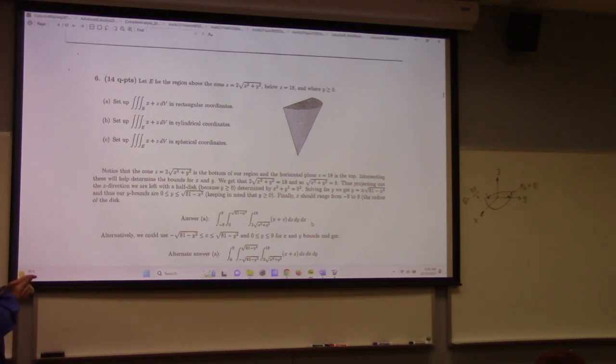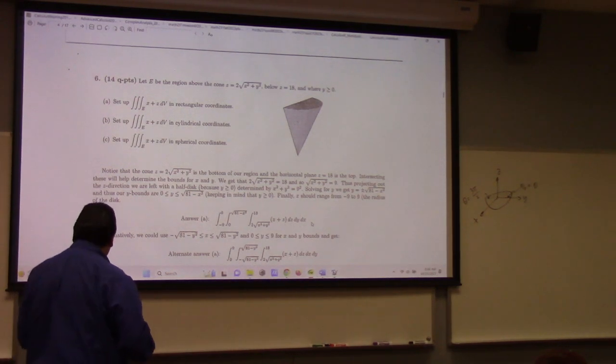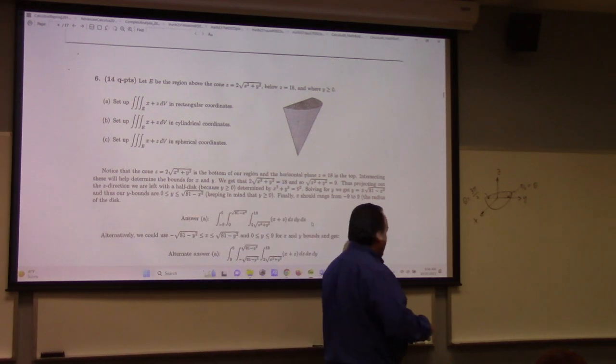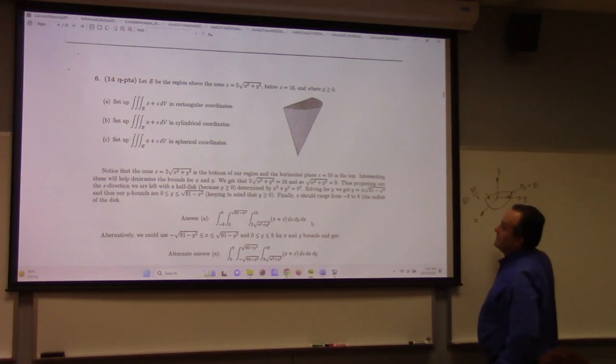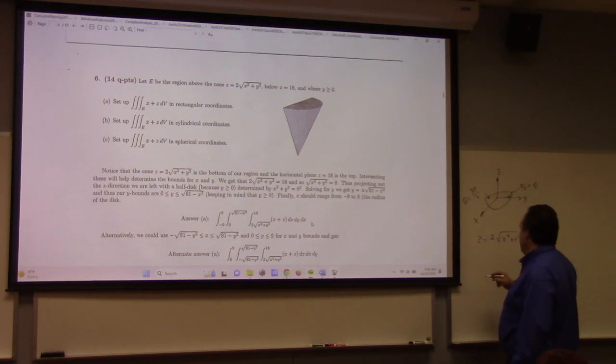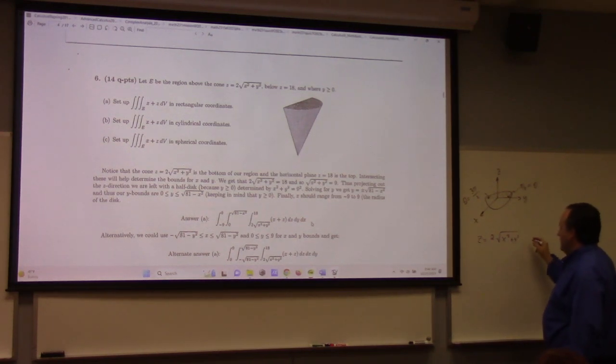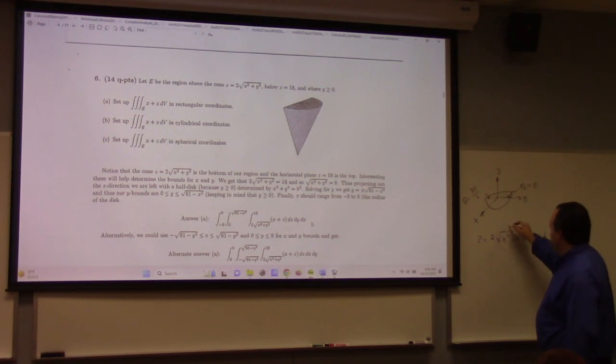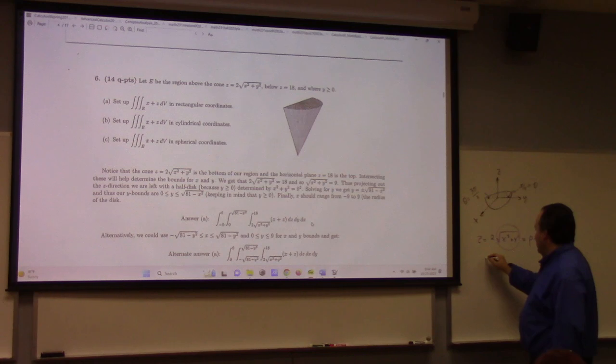I don't know what that is right offhand. Oh, but you've got z is equal to what? You see that? You've got z is 2 times the square root of x squared plus y squared, right? So, all right, well, z is also equal to rho cosine of the angle, right? And what is this? That's r, right? But that's 2 rho sine phi.